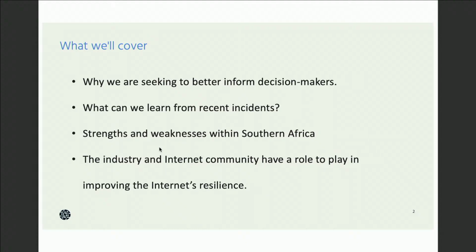So we will look at the past, some of the incidents that happened on the internet, some of the outages, and what could have been, or what the impact of these outages is, and what the connection to internet resilience is. What are the strengths and weaknesses of the Southern African region in terms of resilience, and what you as the internet community should do to make the internet more resilient in your own community and own country.